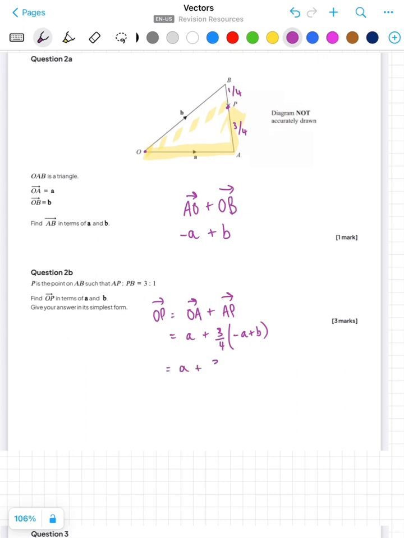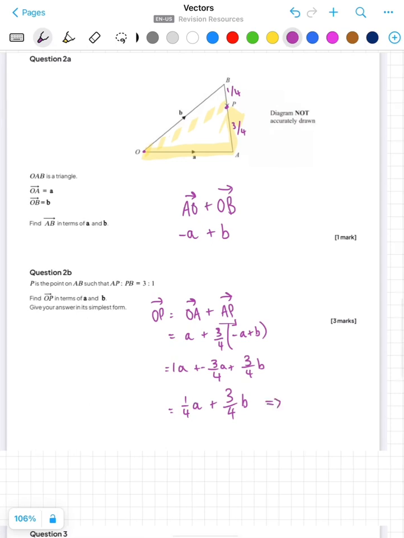Expand your brackets. So that's minus 3/4 of a and 3/4 of b. That's 1a minus 3/4 of a, so that equals 1/4 of a plus 3/4 of b. And that's in its simplest form. You could go further if you wanted. You could take out 1/4 as a common factor, and in the bracket would go a plus 3b. So either of those forms are correct.